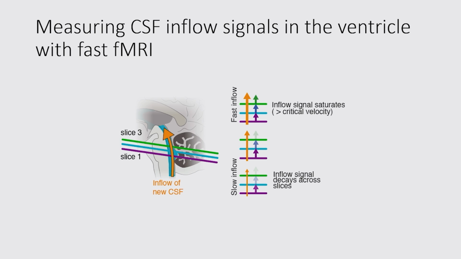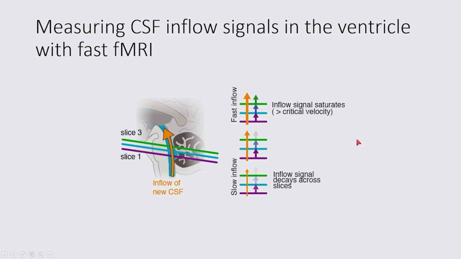So everything in your image is relatively dim. However, if a new fluid flows into your acquisition volume, which you've never imaged before, it's still going to be bright. It hasn't experienced any RF pulses yet. And so what this means is that the signal intensity at the edge slices of the fMRI volume will actually be conferred by the velocity of a fluid that's flowing.